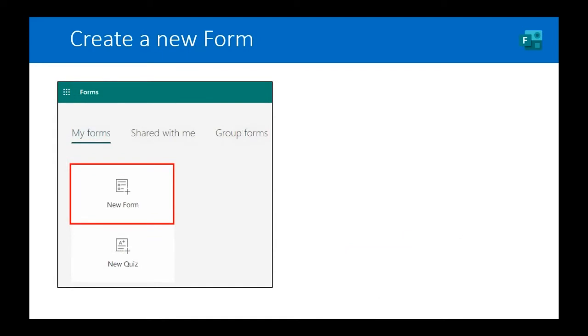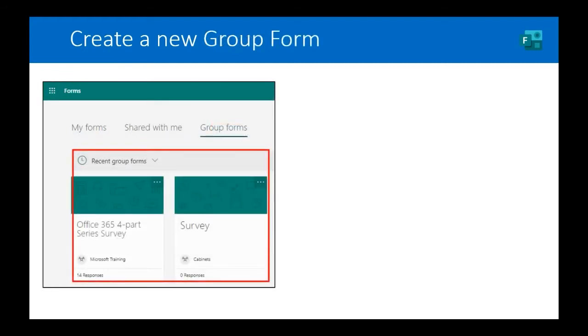If you create a new form in My Forms, only you have access to the form until you share it with others. And I'll show you sharing forms in a bit. But you can create a new form right from any of the groups that you belong to by going to Group Forms when you're on Forms on the web.